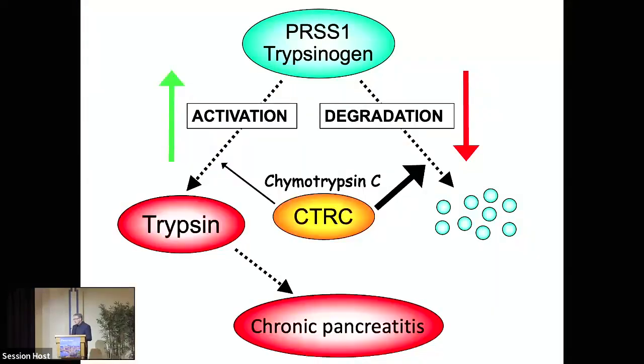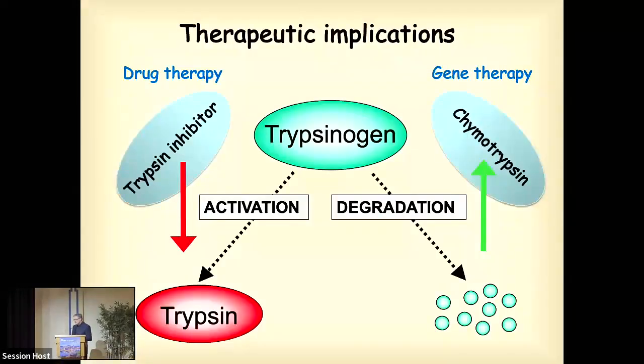So going back to this scheme I already showed you, this gives us some ideas how to go about therapy in case of trypsin-dependent pancreatitis. You have many options, but I'm listing two here. One is we can block trypsin activity by some sort of drug therapy. And this has been tried for decades and decades.